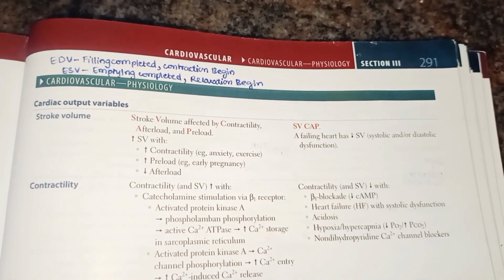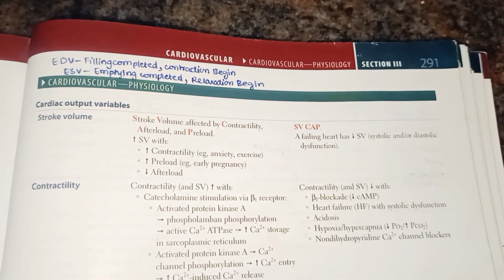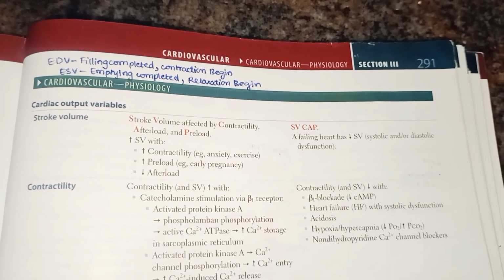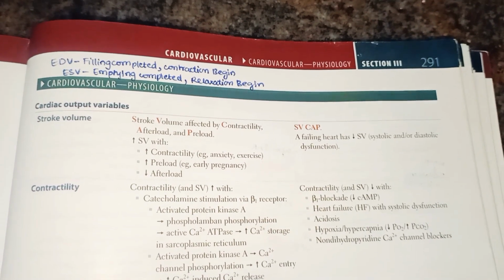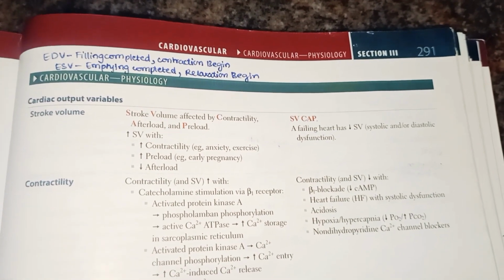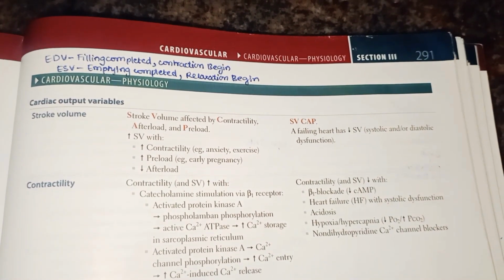And end systolic volume, in the name you can see, after the systole means the emptying is completed and now the relaxation is beginning, that is nothing but now the diastole is going to begin. This phase is called end systolic volume. Now let us start to see the cardiac output variables.